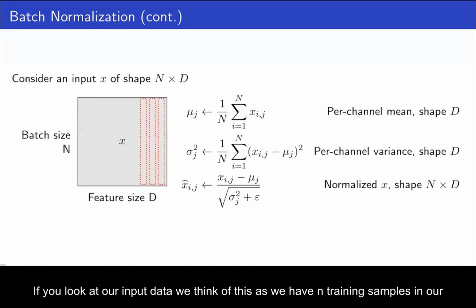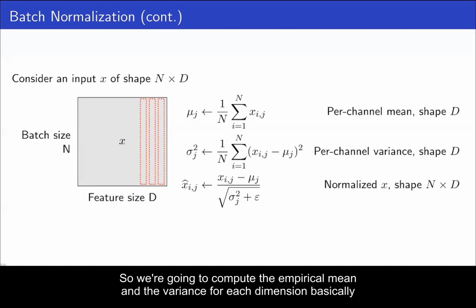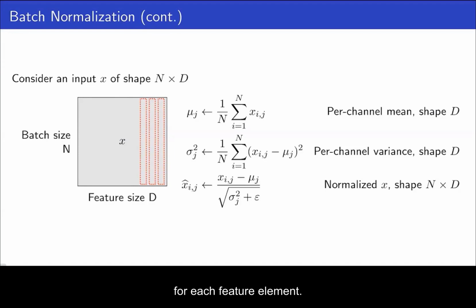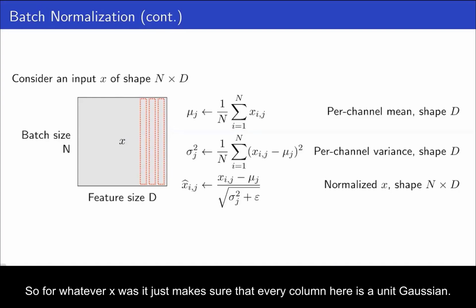If you look at our input data, we think of this as we have N training samples in our current batch, and each sample has a dimension D. So we're going to compute the empirical mean and the variance for each dimension, basically for each feature element. So we compute this across the current mini batch that we have, and we normalize it by this. So for whatever x was, it just makes sure that every column here is a unit Gaussian.